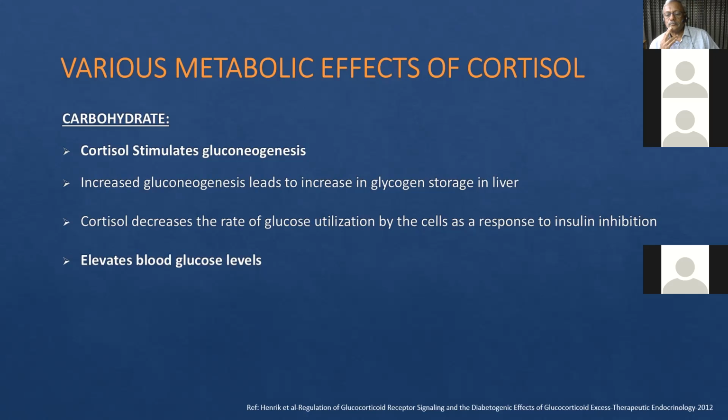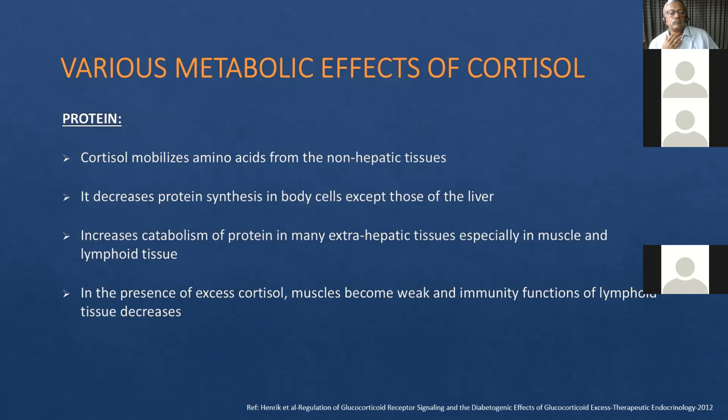Yes. So cortisol is anti-insulinic. Cortisol decreases the rate of glucose utilization by the cells as a response to insulin inhibition. Cortisol is a catabolic hormone, so it decreases protein synthesis in the body cells except those of the liver. It increases the catabolism of protein in many extrahepatic tissues like muscle and lymphoid tissue. In the presence of excess cortisol, muscle becomes weak and immune function of the lymphoid tissue will decrease.